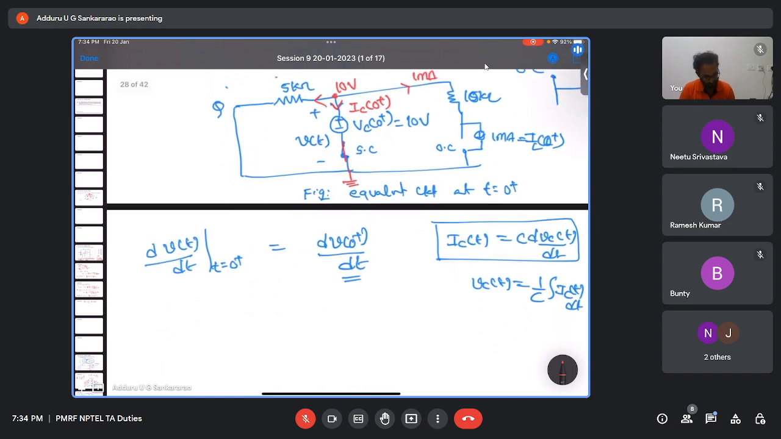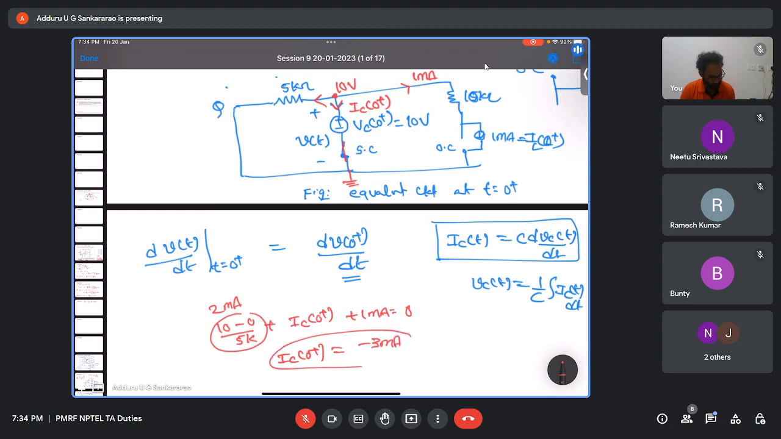Now from here what I can write: (10 minus 0) by 5k, nodal analysis, plus leaving current, which is IC of 0 plus, plus leaving current 1 milliampere, is equal to 0. So IC of 0 plus is 2 milliamperes minus 3 milliamperes. This is IC of 0 plus.